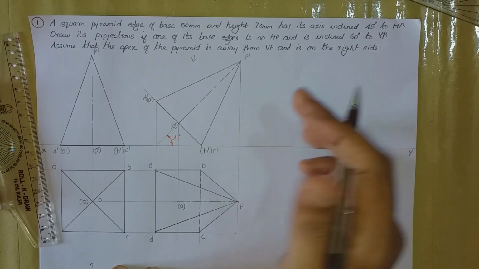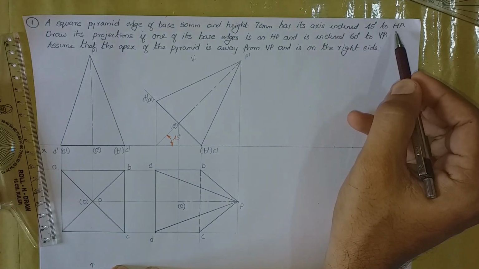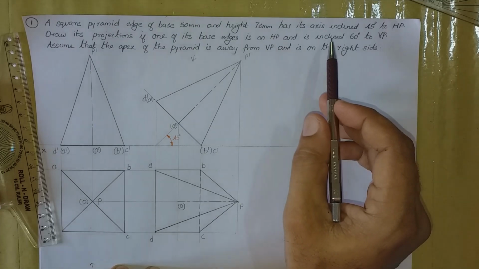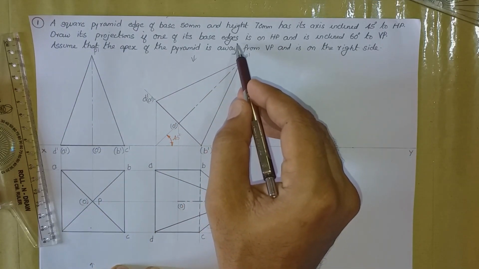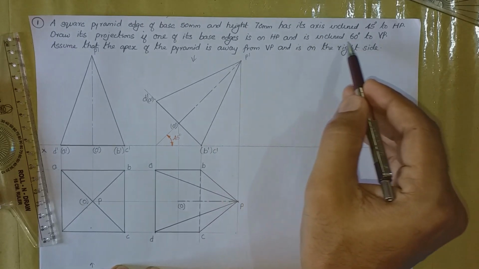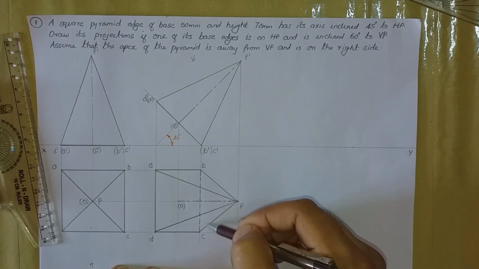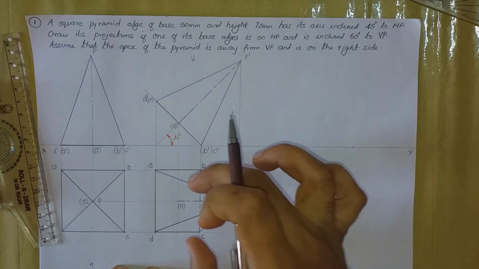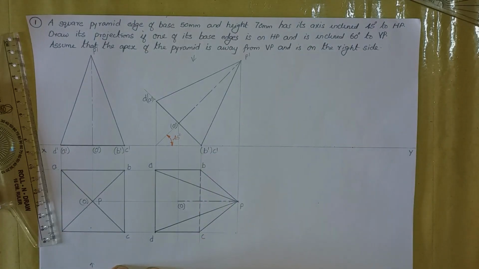So we have applied theta, that is the axis is inclined 45 degrees to SP. And we have to apply the second inclination, that is the square pyramid is resting on a base edge on SP and is inclined 60 degrees to VP. So BC is the base edge on which this square pyramid is resting, and the same base edge is making an angle of 60 degrees with respect to VP.